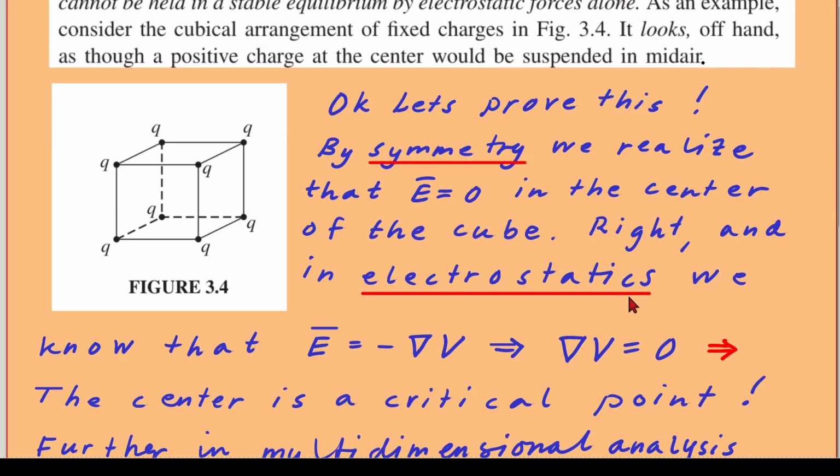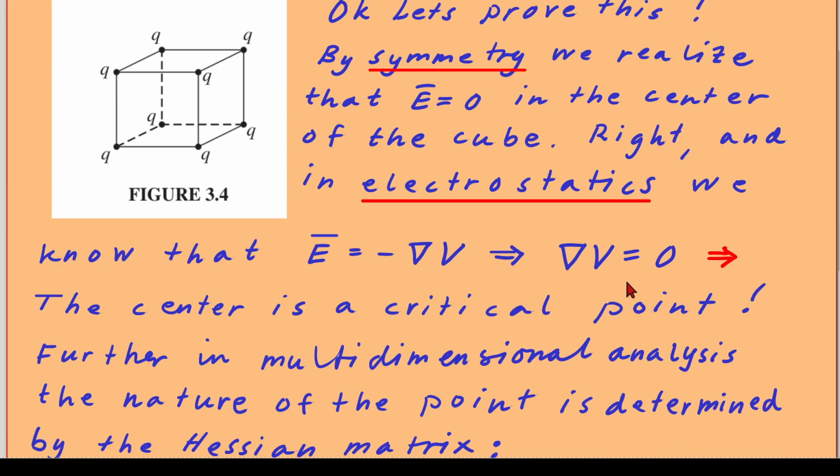Right. And in electrostatics, we have learned that there is a relation between electric field and electric potential. It is the negative gradient of the electric potential. But at this point, the electric field is zero. So the gradient of the potential is zero. That means in this problem, x, y, z, it's a multidimensional problem, and to find a critical point, all we need is the gradient to be zero.